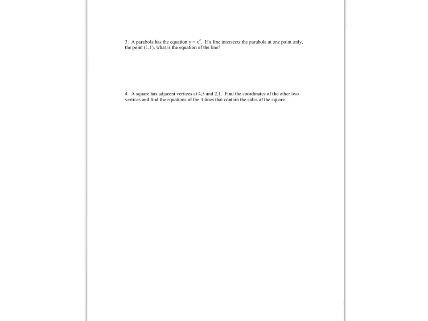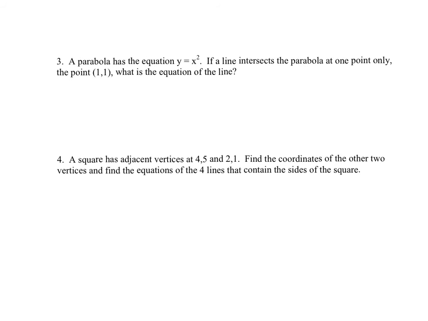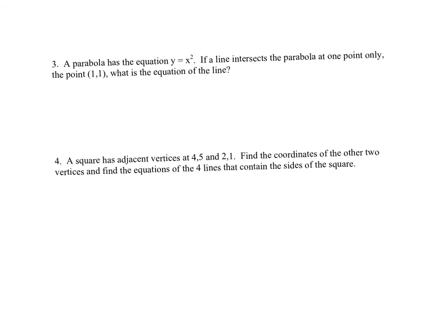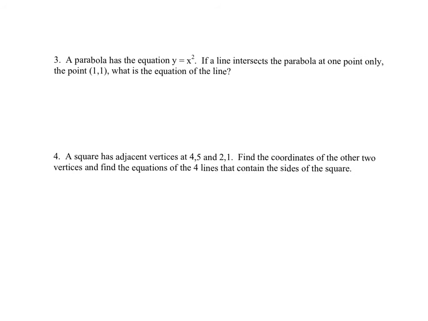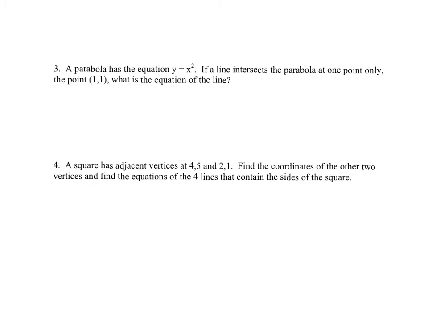Continuing here, if a parabola has equation y equals x squared, and a line intersects the parabola at one point only, the point (1, 1), what is the equation of the line? Here's what we know. We know that the line has equation y minus 1 is equal to m times x minus 1, or y is equal to mx minus m plus 1.